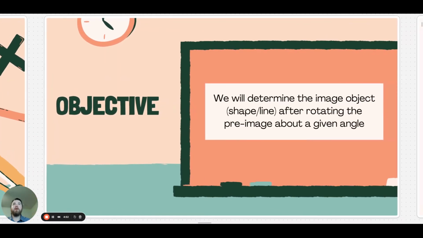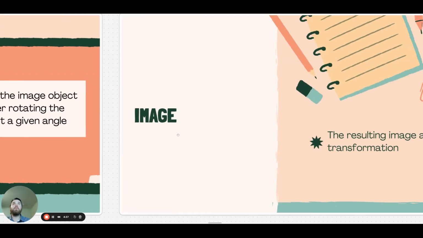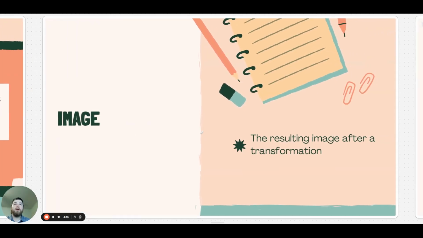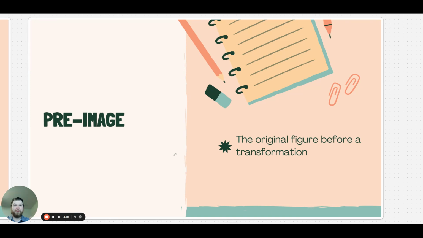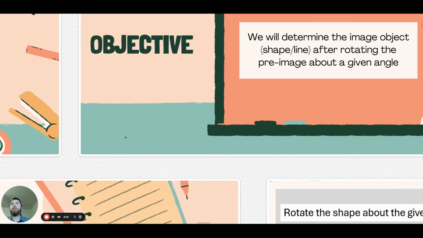So our objective is we are going to figure out what the image object is, be it a shape, be it a line, be it an object, whatever it is. And we're going to find that out after rotating our pre-image about a given angle. And it's going to be specific to that center of rotation. So again, just a reminder, the image is what happens after you do a transformation. The pre-image is the original figure. So the original shape, lines, object, whatever it is. So that's what you have there.